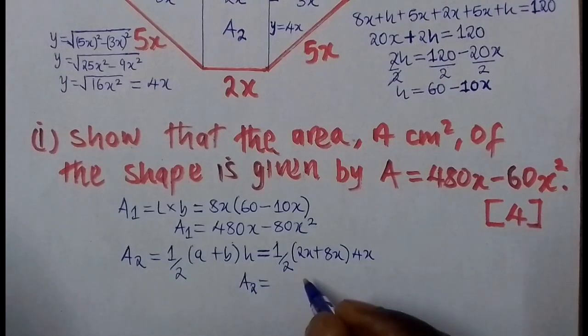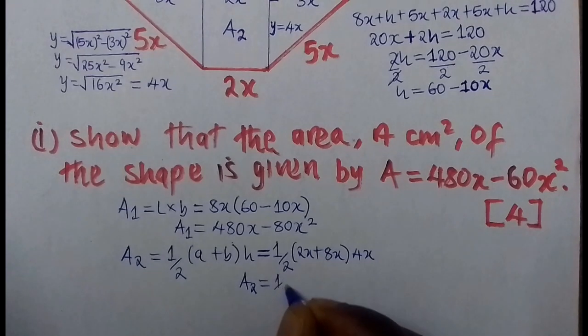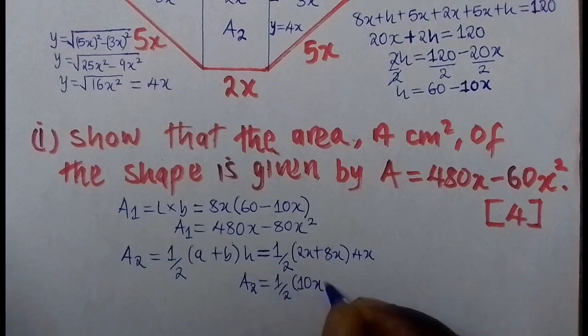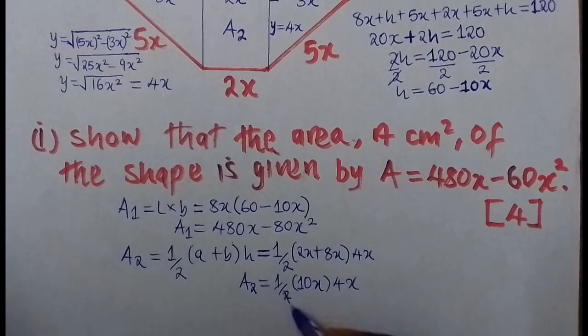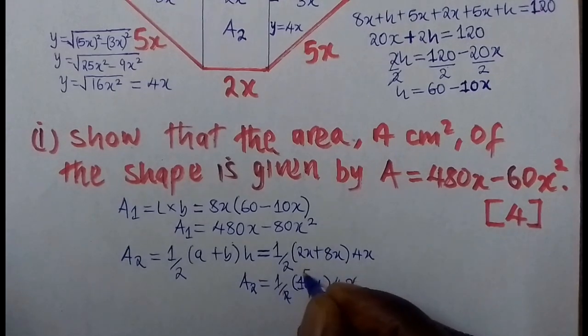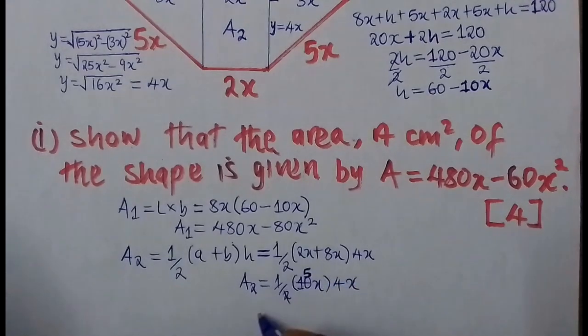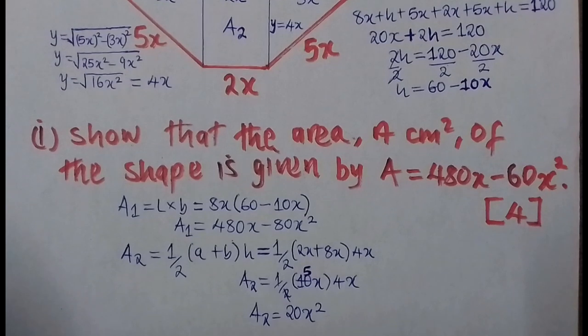So we write the following. Area 2 is equal to, working out what is in brackets gives us 10x. Addition there is 10x, then all this multiplying with 4x. We can simplify: 2 into 2 is 1, 2 into 10 gives 5. So here we got 5x. So area 2 will equal 5x times 4x. This will give us 20x square. So area 2 is giving us 20x square.